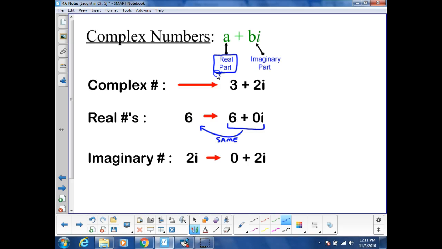You know what it is. It's right in between 5 and 7. An imaginary number would be like 2i. Written in complex form, it's 0 plus 2i. So there's different facets of it.